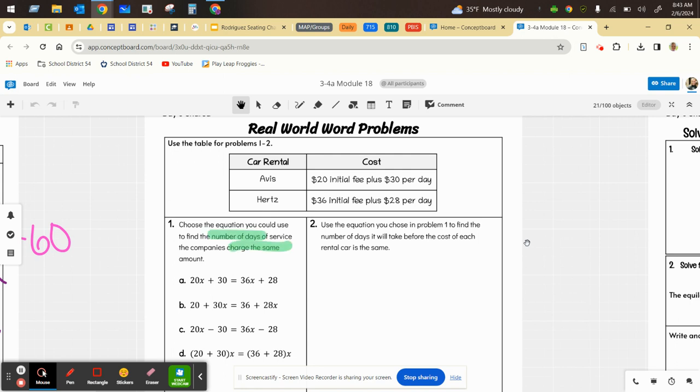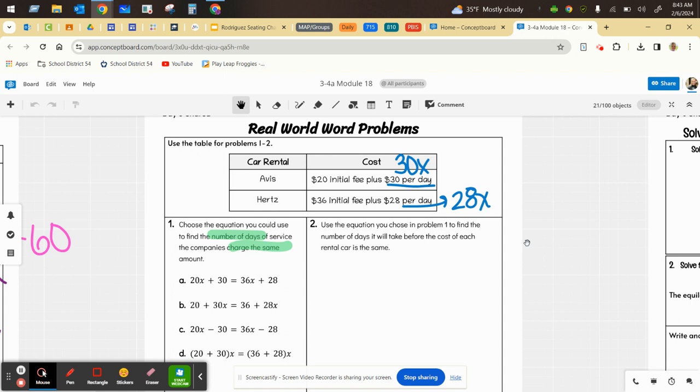As you can see, all these equations have equal signs because we want to know when the 2 companies will be equal. The number of days, that's what we're trying to figure out, therefore that's our x. So if you see 30 per day, that tells us we're multiplying 30 times x, 28 per day would be 28 times x. That's what you have to pay per day, but then you also have to pay that initial fee.